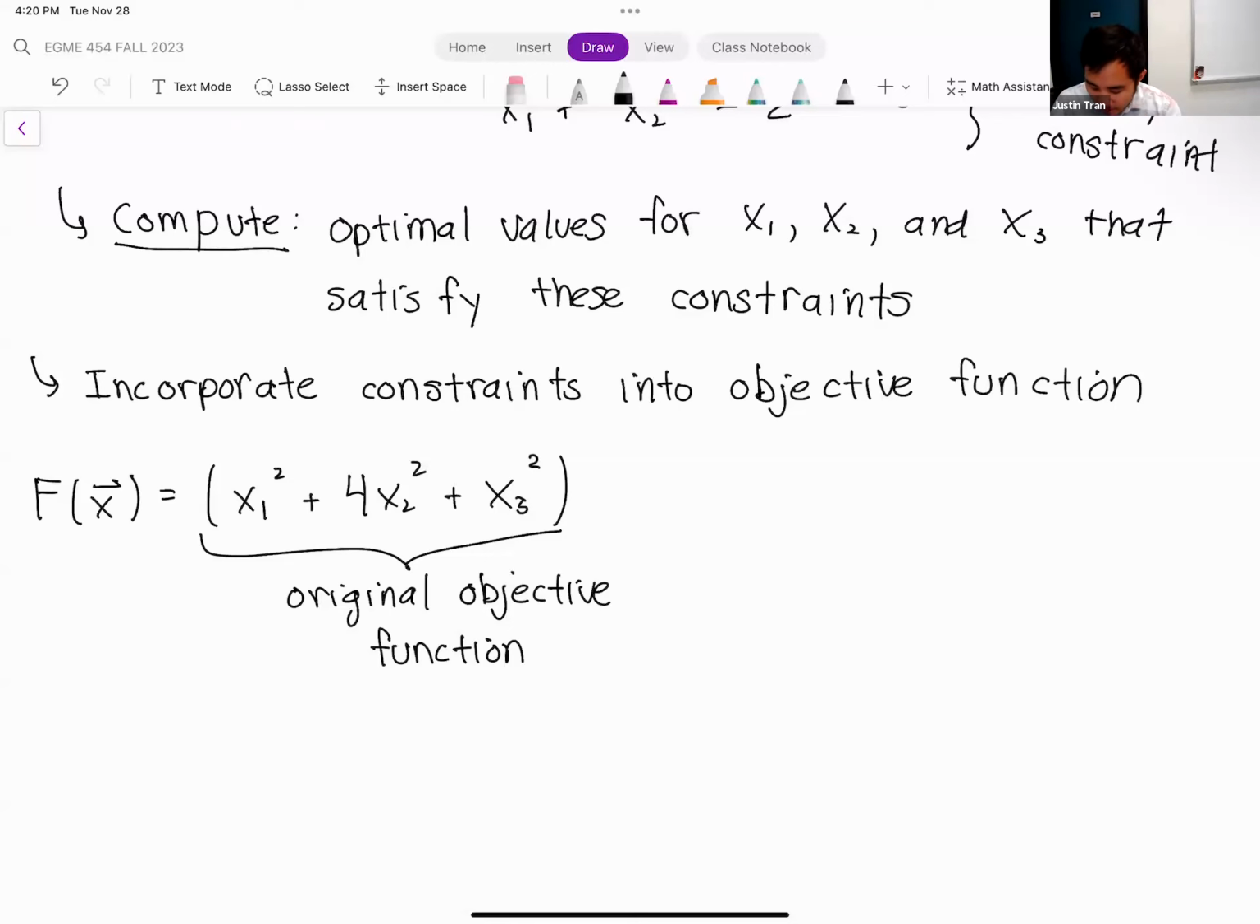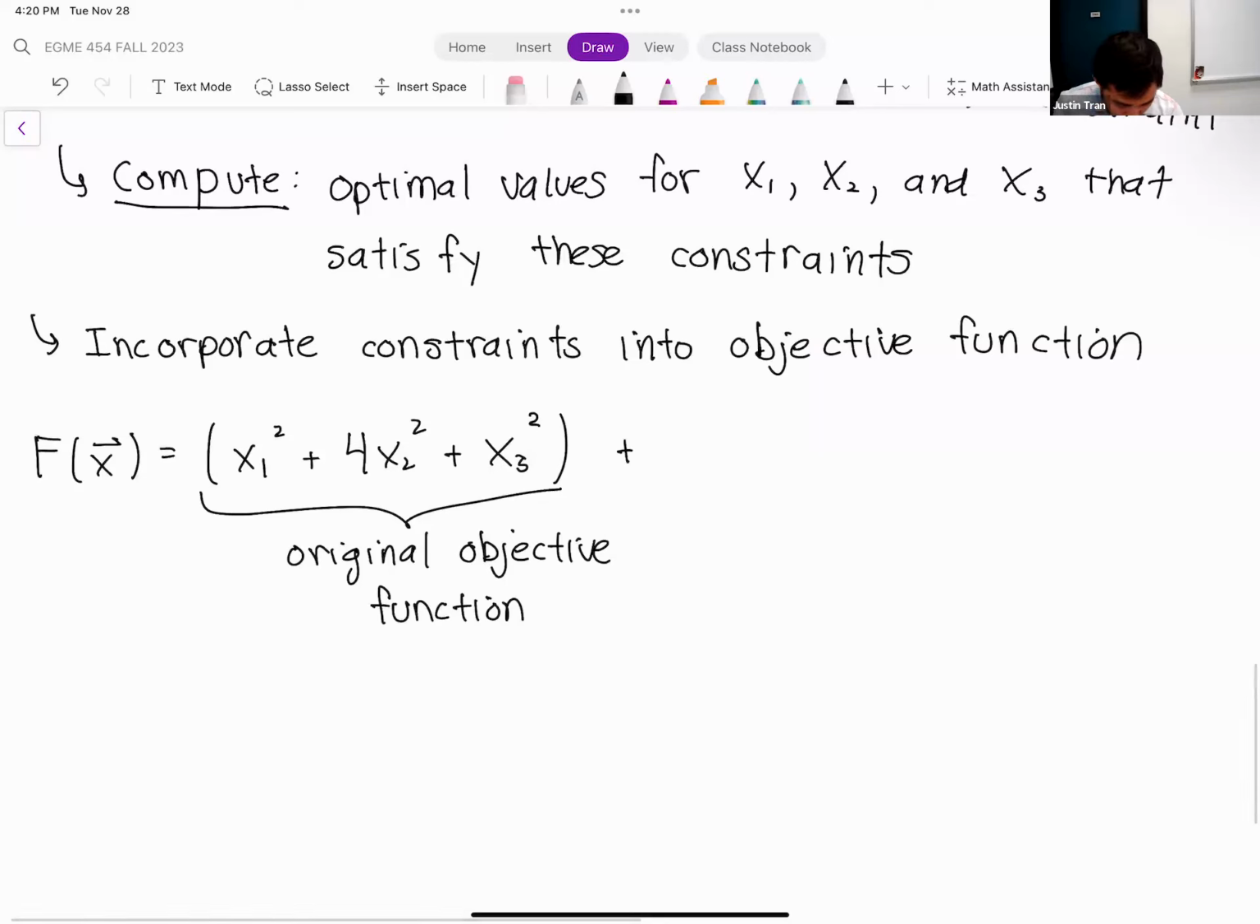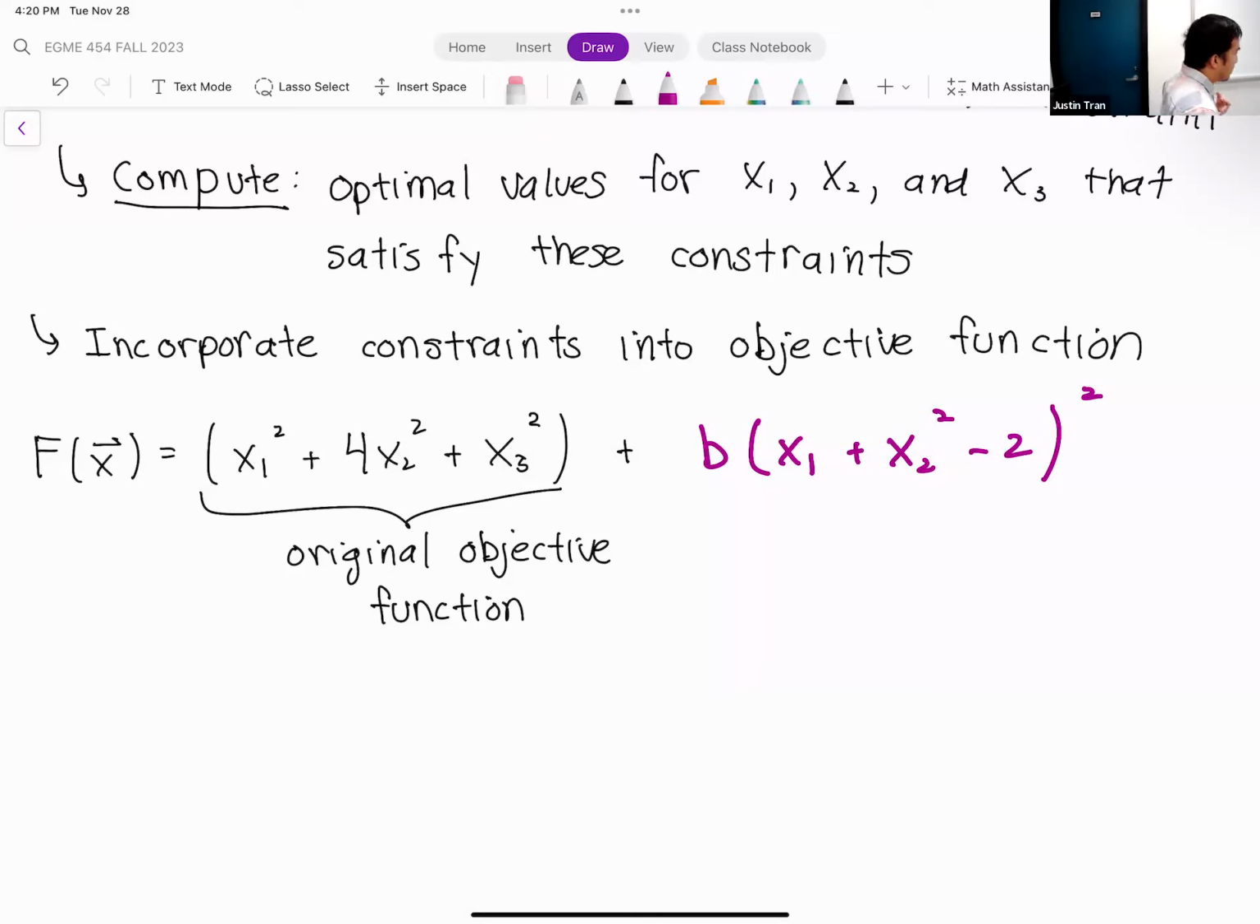Let's add in our equality constraint first, just because that one is much shorter. We only have one of those. So this is going to be plus, actually, let me use a different color here, plus b times x1 plus x2 squared minus 2. Remember, what we typically do for these constraints is we square the entire expression so that whatever we get is going to be a positive number. Because for an equality constraint, it doesn't matter if we violate it above or below the constraint, it's still going to be an equal violation. So, because we're minimizing the value of our objective function, we square it.